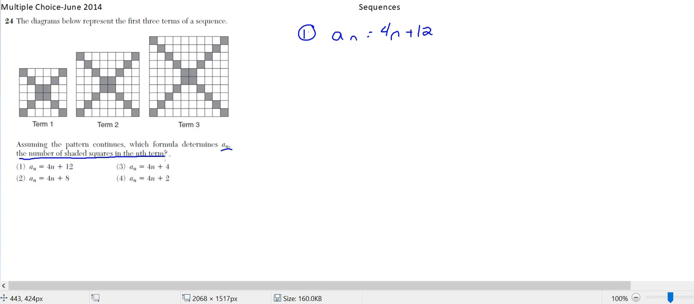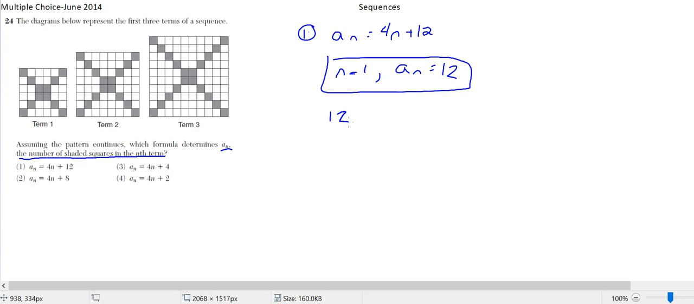So for term 1, n would be 1. For term 2, n is 2. We know that for term 1, when n is equal to 1, a sub n should be equal to the number of gray boxes that we have in term 1, and that is 12. So when we solve a sub n equals 4n plus 12 at n equals 1 and a sub n equals 12, we want this equation to be true. So for a sub n, we're plugging in 12.